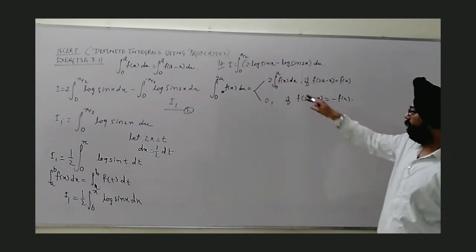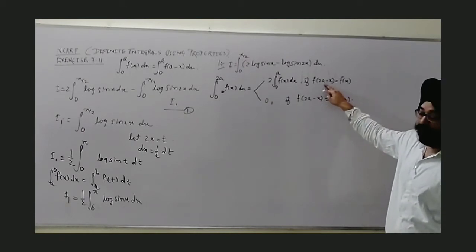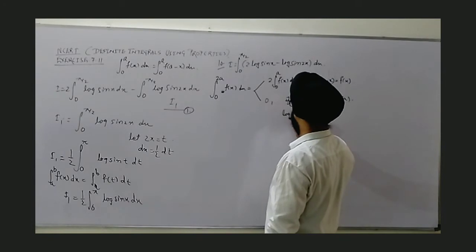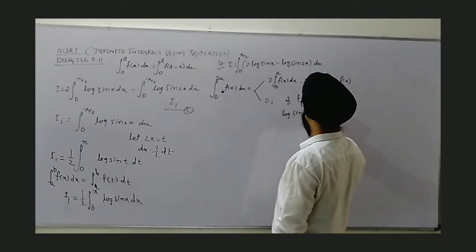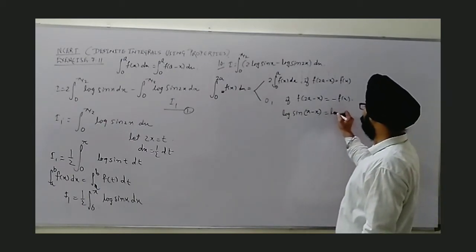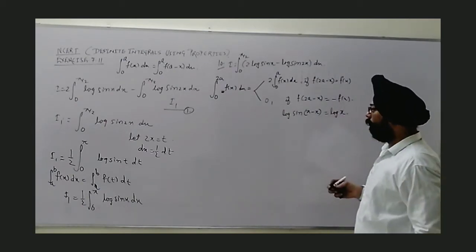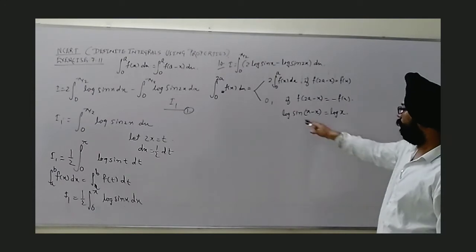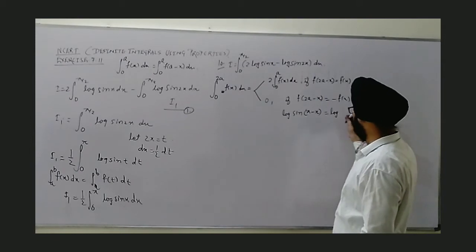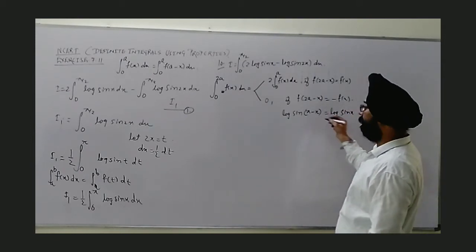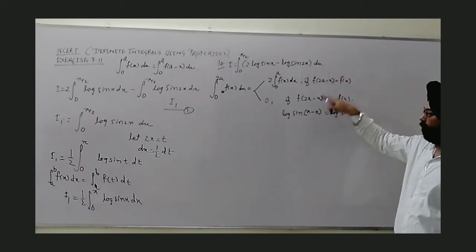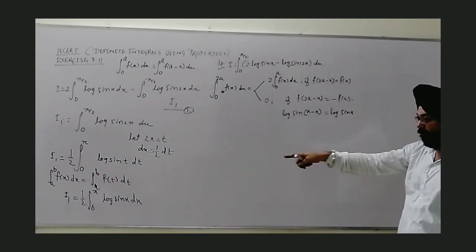Here, the value of 2a is pi. So if I take the log, you see log sin of pi minus x. Sin of pi minus theta means sin theta. So the result is that log sin of pi minus x is log sin x, it remains as it is. Now there is no change. So this is similar to the first pattern. So what can we do?